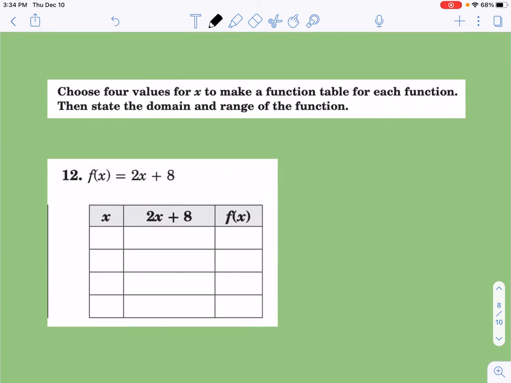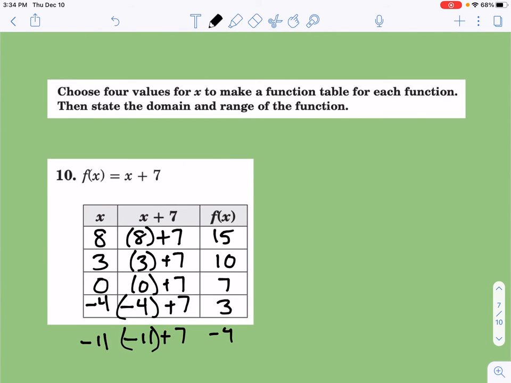Most of the problems you do are going to ask you to choose 4 values for x to make a function table for this function, and to state the domain and range of the function. So let's go back to the last one. When you talk about domain, you're talking about what x values did I put in. The x values, you always go smallest to greatest. So I would say, well, I put in -11, -4, 0, 3, and 8.